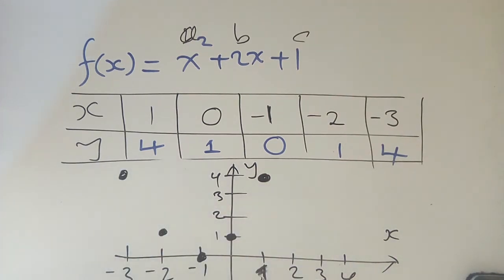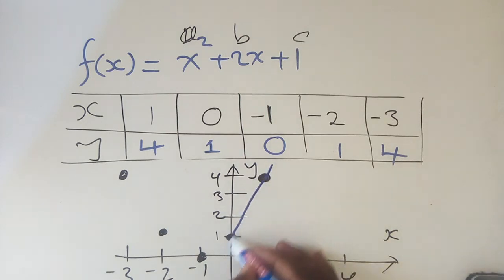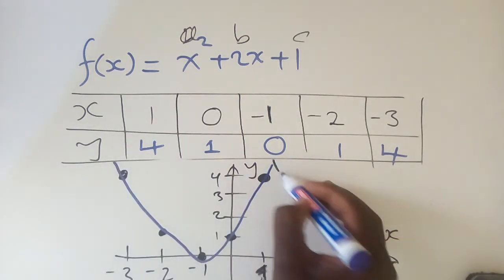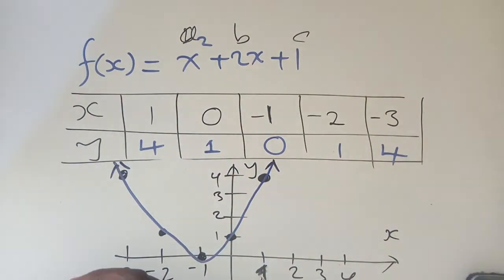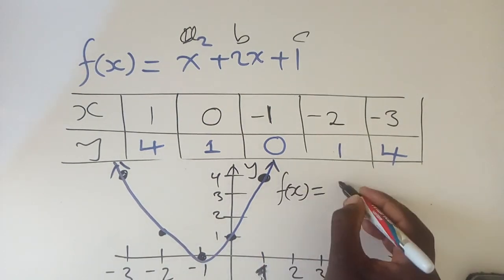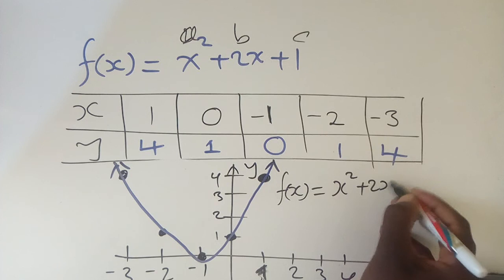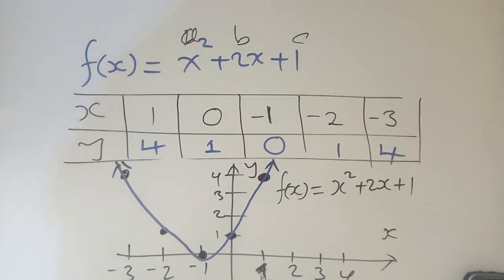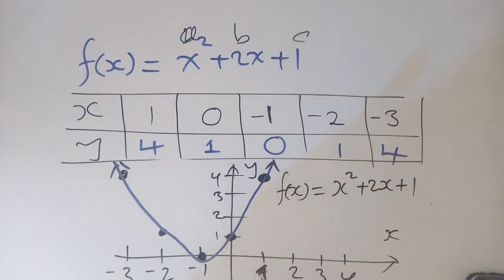So this is how you do it, and you join the points like this. Then write your function: f of x is equal to x squared plus 2x plus 1. Done. This is how you graph your quadratic functions.